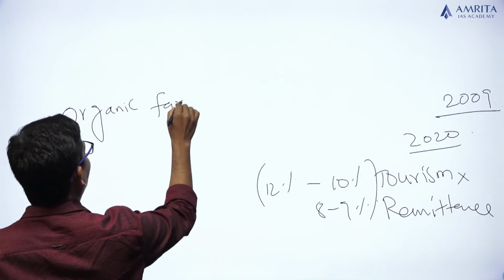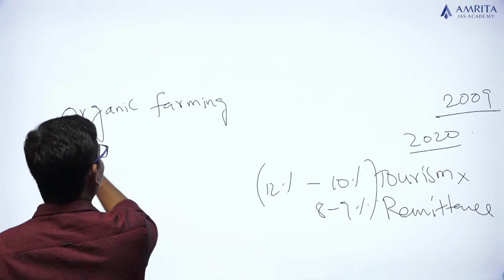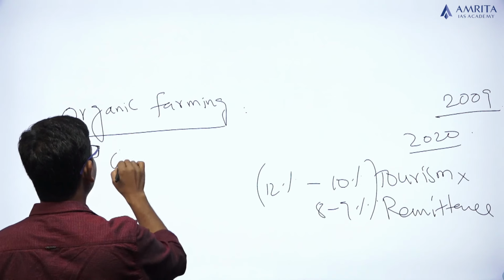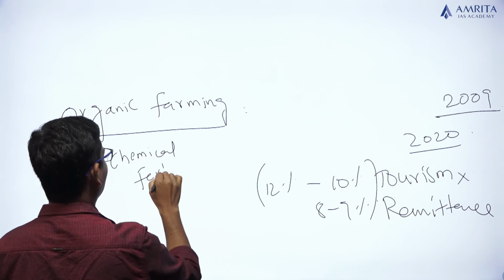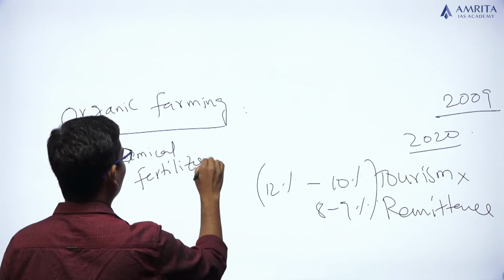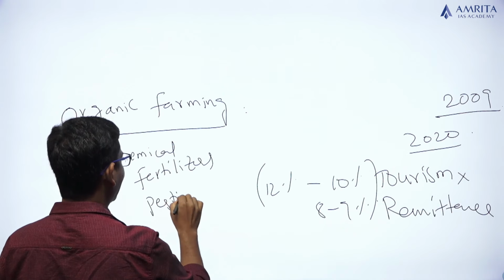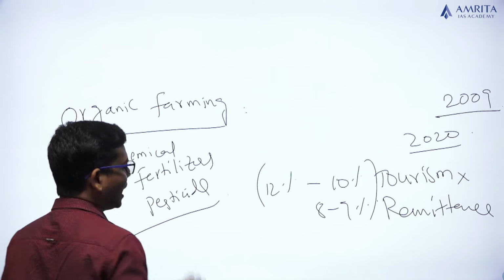Organic farming. What is organic farming? Organic farming means they don't use chemical fertilizers and pesticides. So it is very good because pesticide content is low and it is healthy.